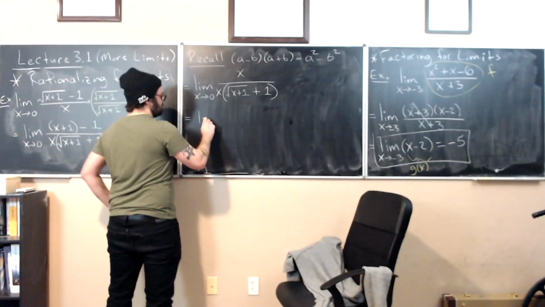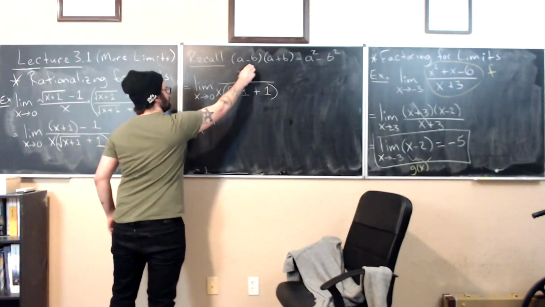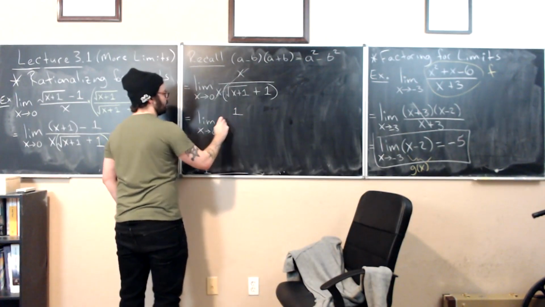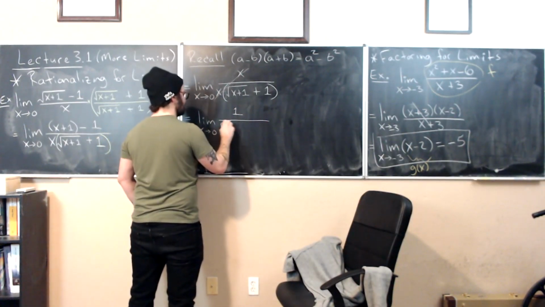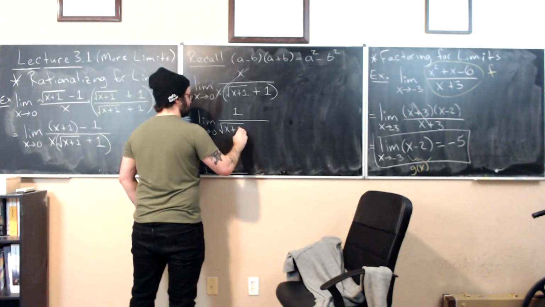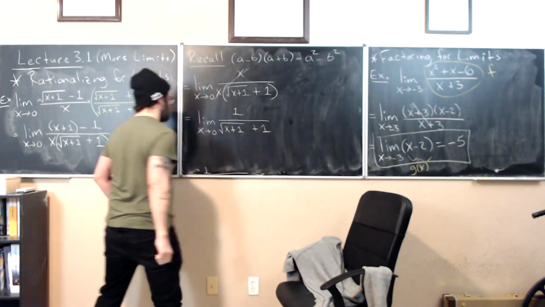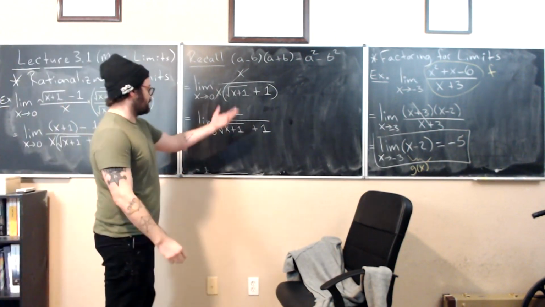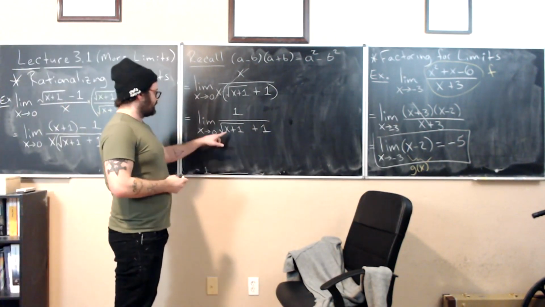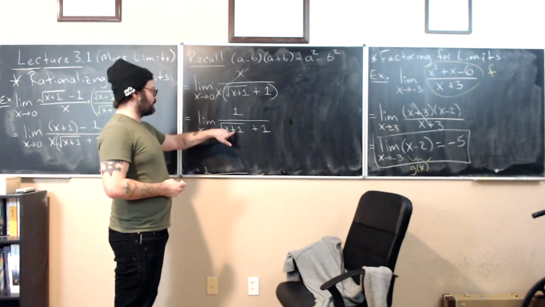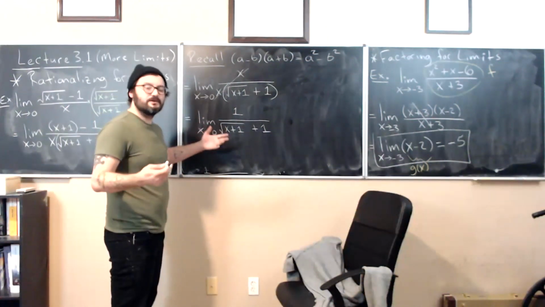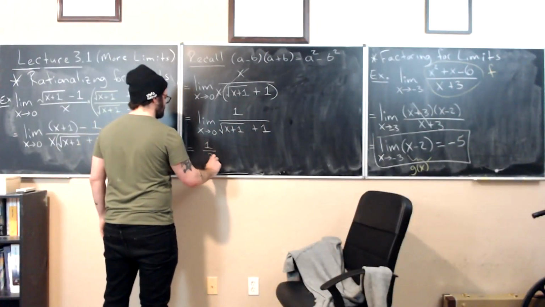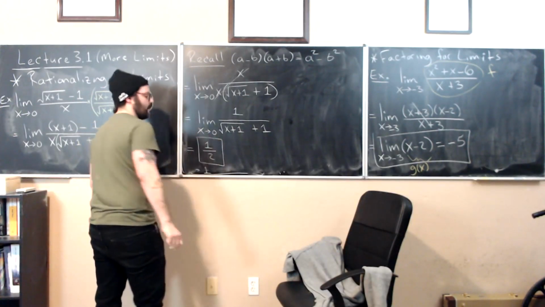Right. Limit as x approaches 0 of 1 over square root of x plus 1 all plus 1. Okay, so now if we evaluate this, it's fine, right? If x is equal to 0, that's just a 1, so we have 1 over square root of 1, which is 1, plus 1. It's just a half.